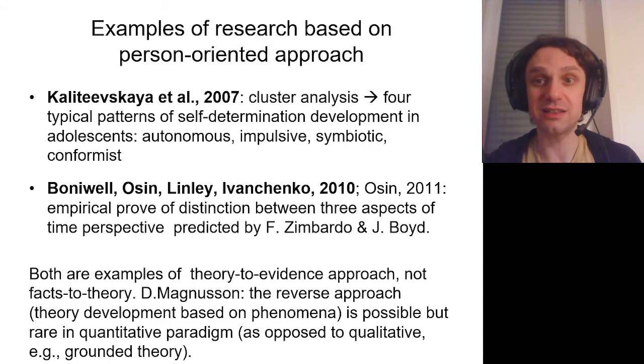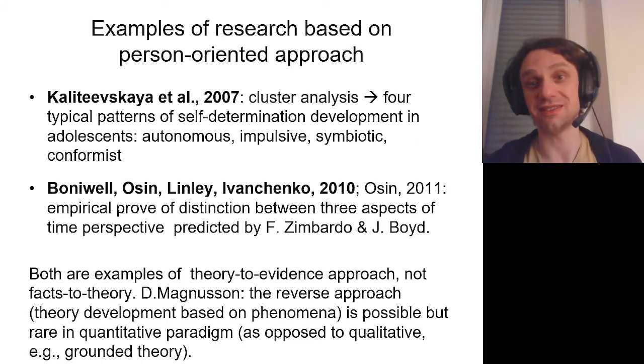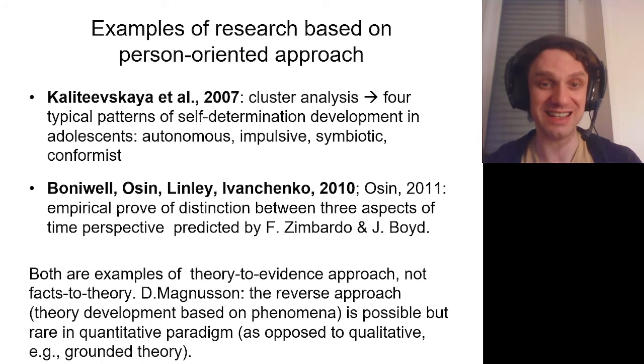And we did also use this research in our studies with colleagues. One paper with Helena Kalitievskaya, where we identified different patterns of development of autonomy in teenagers, or another paper with Ilona Bonivel, where we tried to identify different profiles of time perspective, and we managed to identify a profile of balanced time perspective, which theoretically was supposed to be the best in terms of well-being, and this was indeed the case.